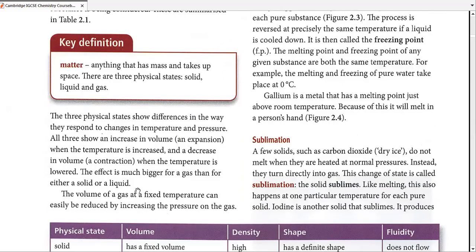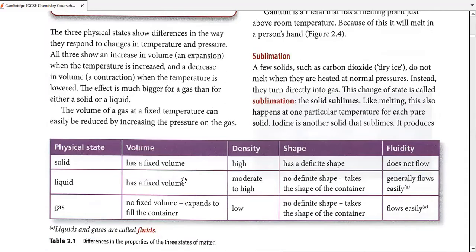We understand that they all show, with the change in temperature and pressure, some increase in volume. We usually call that an expansion, or a decrease in volume, which we usually call a contraction, if the temperature is changed. For example, an expansion is shown when the temperature is increased, and a contraction is shown when the temperature is decreased. These changes might be bigger for a few states of matter, such as gases, than the other states of matter, like liquids or solids.